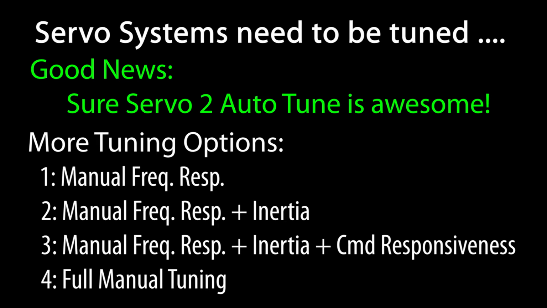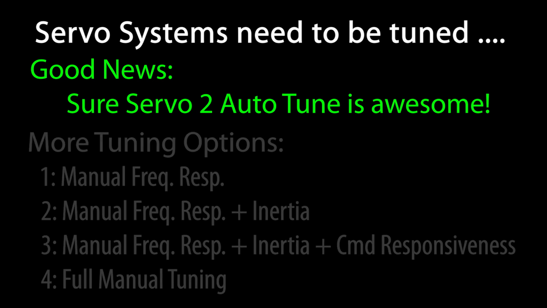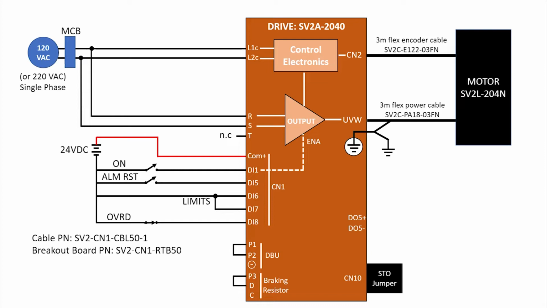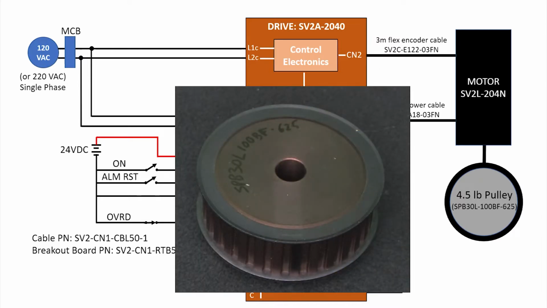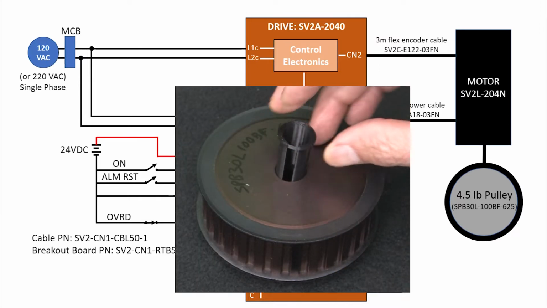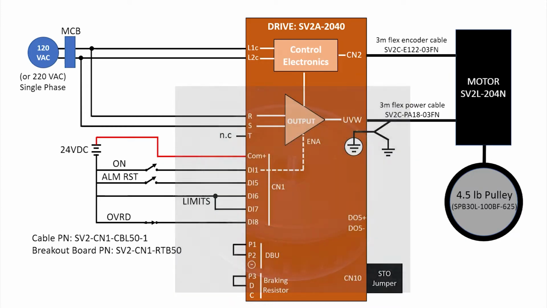For this video, we'll stick with the Autotune, which does an excellent job, and again, most of the time, it's all you'll ever need. I'm using the same hardware that we used in the quick start video, but I also added this 4.5-pound steel pulley to give us some inertia, and shimmed its 5/8 bore down to the 14mm shaft size using a 3D printed cylindrical spacer.